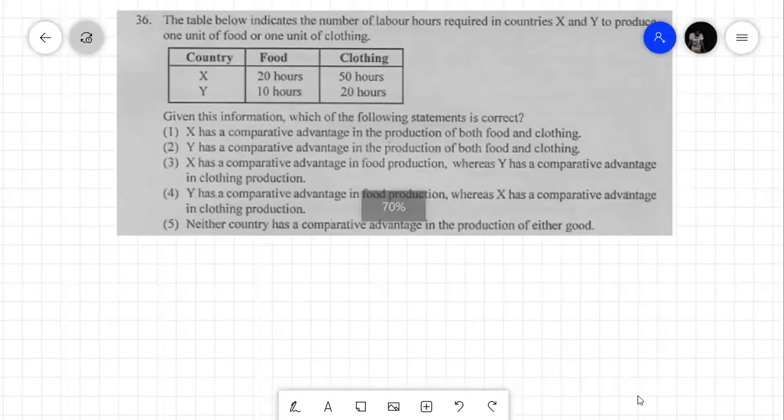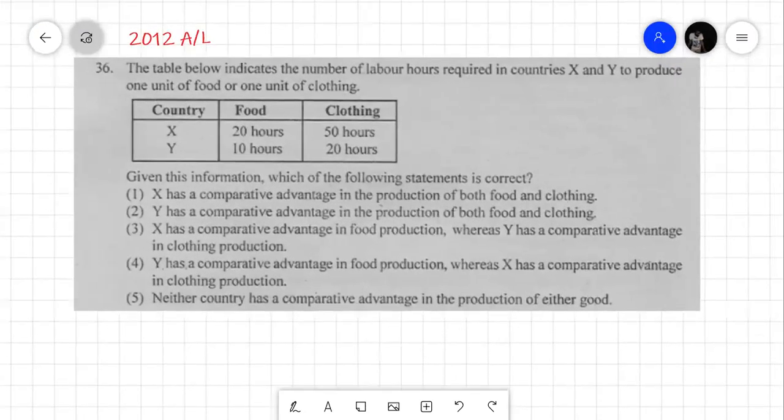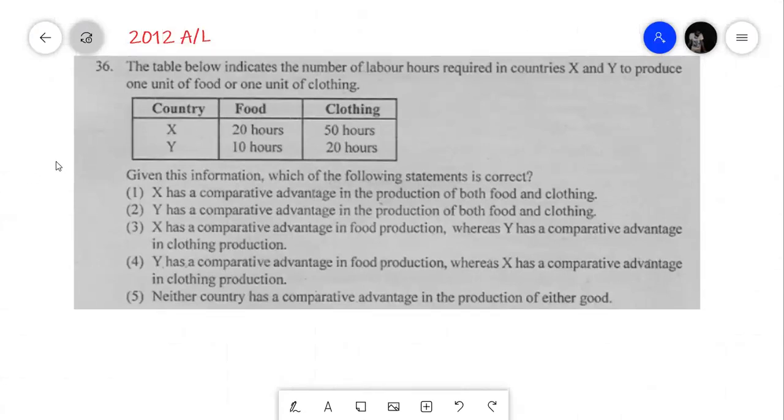Okay. 2012 A-level. Question number 36. The table below indicates the number of labor hours required in countries X and Y to produce 1 unit of food and 1 unit of clothing. So this is labor hours, and they have given you country X and Y, food and clothing. And then they're asking you based on this about comparative advantage and absolute advantage.